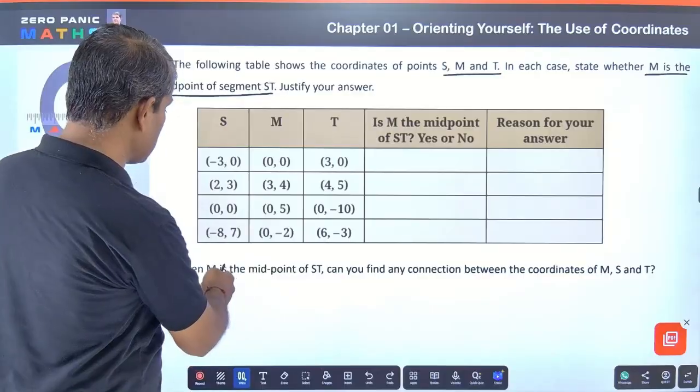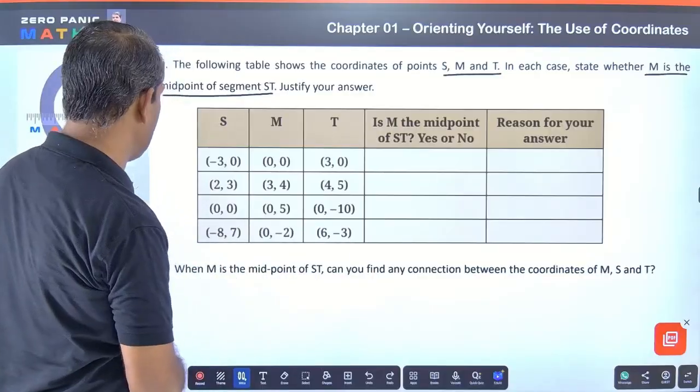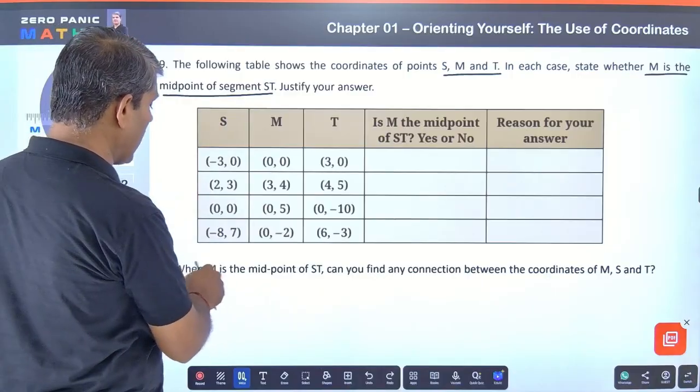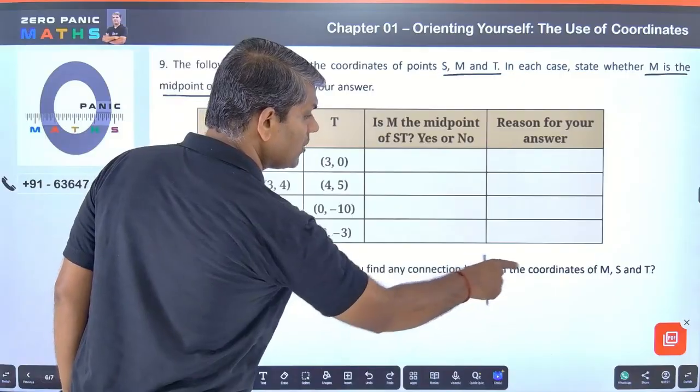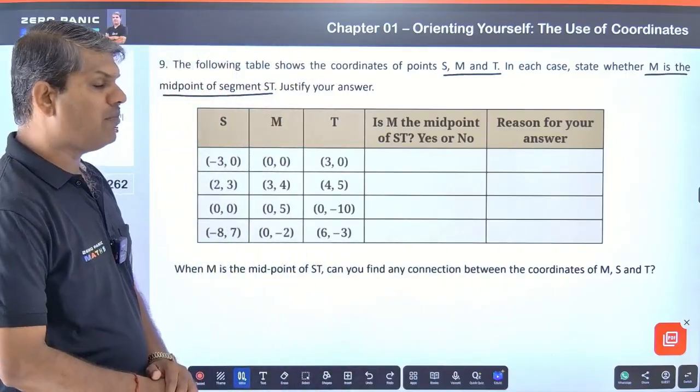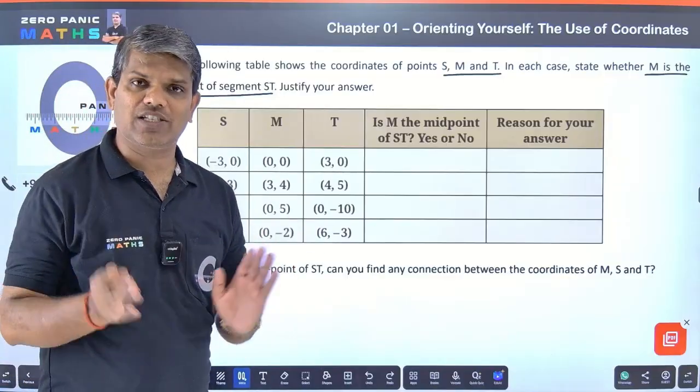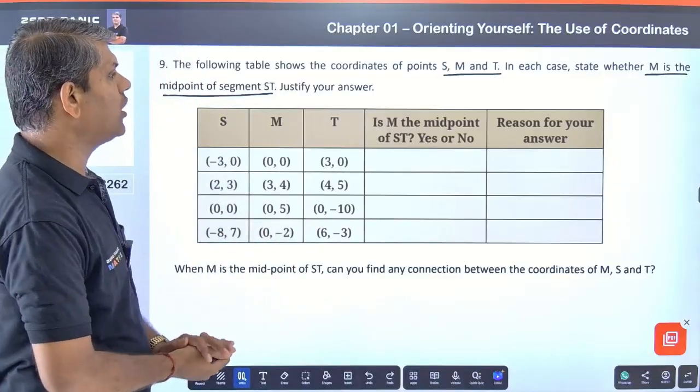And there is an additional question here. We have to identify when M is the midpoint of ST. Can you find any connection between the coordinates of M, S and T? What is the connection? I'll tell you the connection here.